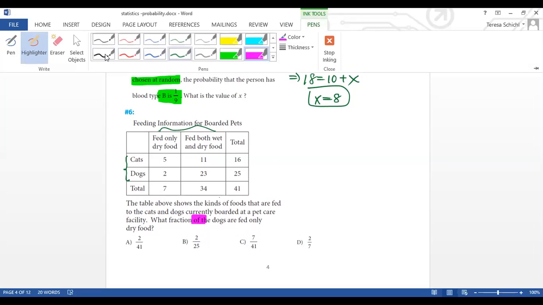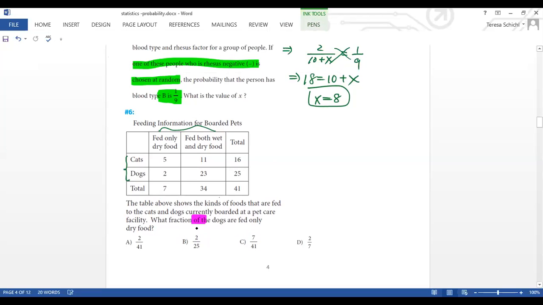So they say, what fraction of the dogs? The keyword is "of". So of the dogs, in total how many dogs here? 25, right? Are fed only dry food, so it's 2. So it's 2 over 25 here.